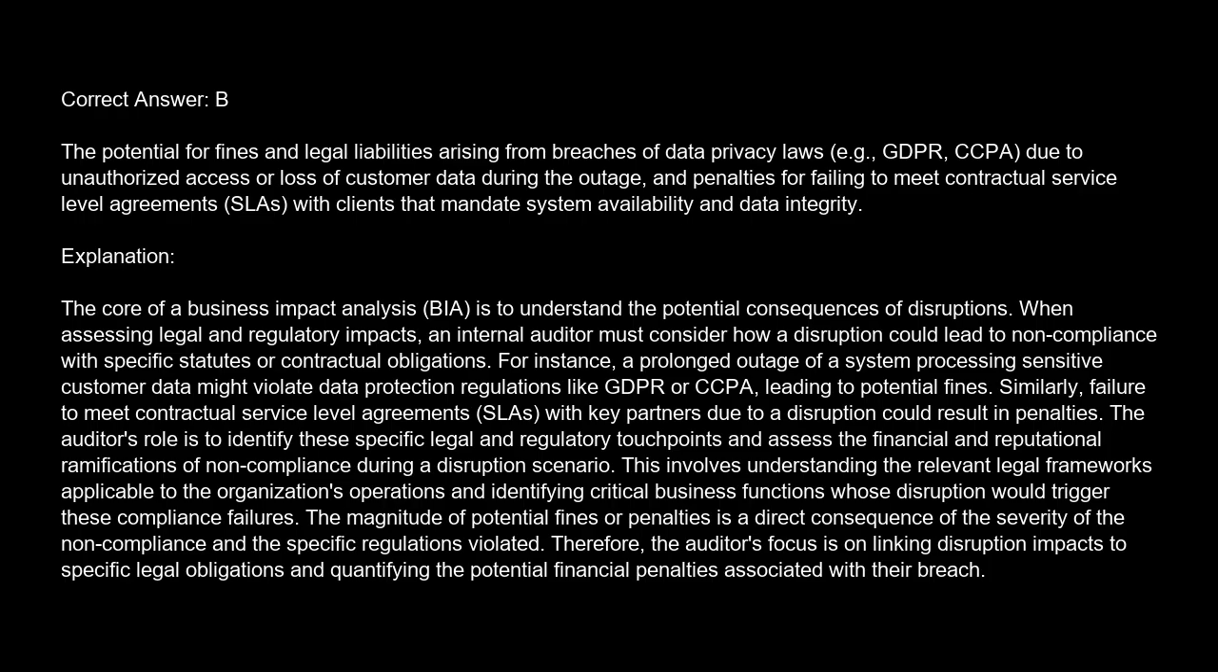Explanation. The core of a business impact analysis, BIA, is to understand the potential consequences of disruptions. When assessing legal and regulatory impacts, an internal auditor must consider how a disruption could lead to noncompliance with specific statutes or contractual obligations. For instance, a prolonged outage of a system processing sensitive customer data might violate data protection regulations like GDPR or CCPA, leading to potential fines. Similarly, failure to meet contractual service level agreements, SLAs, with key partners due to a disruption could result in penalties.